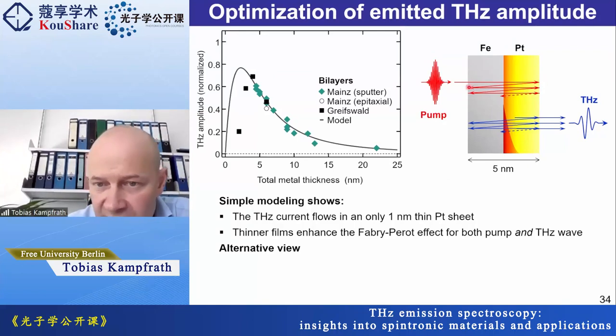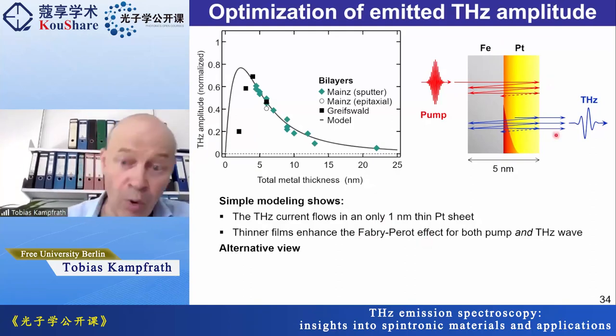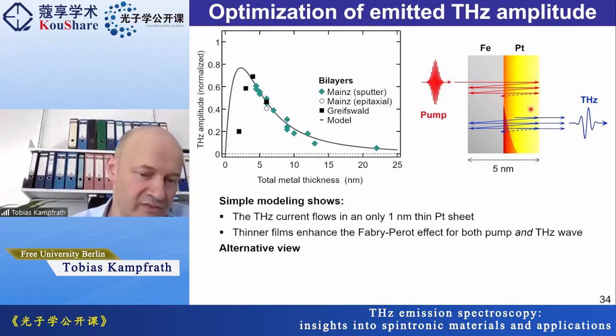And what is also important to note, if you make the film thinner, then you could get more reflection echoes of the pump pulse, but also of the terahertz light inside this metal stack. And this enhances the Fabry-Perot effect. And as a consequence, you get more emission for thinner films.